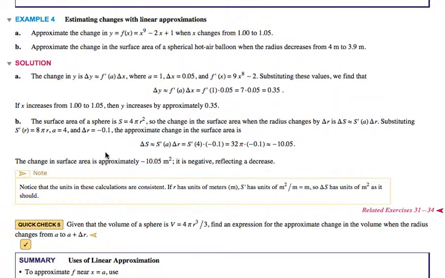And we can do the same thing geometrically. We can say the surface area of a sphere is 4 pi r squared. So the change in the surface area when the radius changes by delta r is going to be about the derivative of s at a times delta r. So we substitute in. We plug in 4 to 3.9, so that's negative 0.1. So we get 32 pi times negative 0.1, which is about negative 10.05, or the surface area changes by approximately negative 10 square meters. And since it's negative, that's reflecting a decrease.